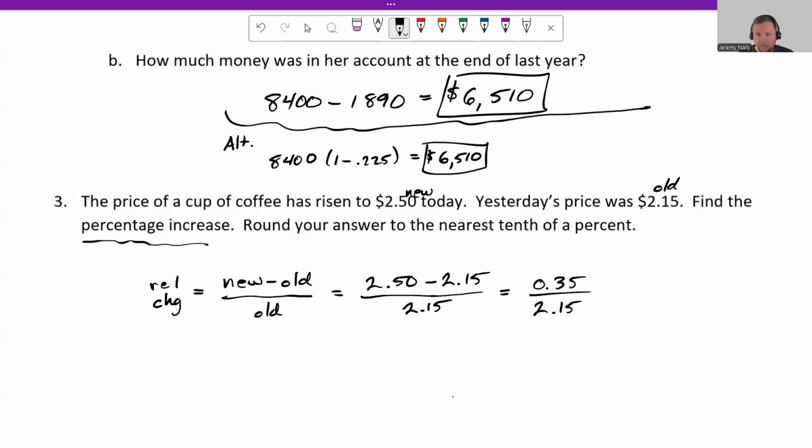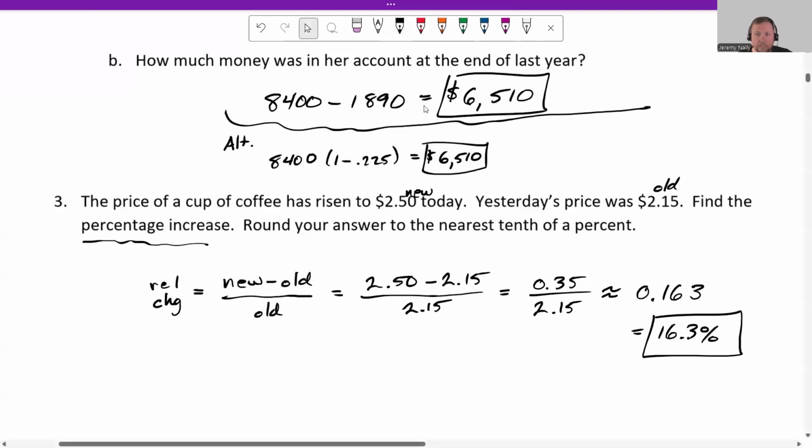Okay, to the nearest tenth of a percent, and I get 16.3%. Okay, and of course that's the increase.